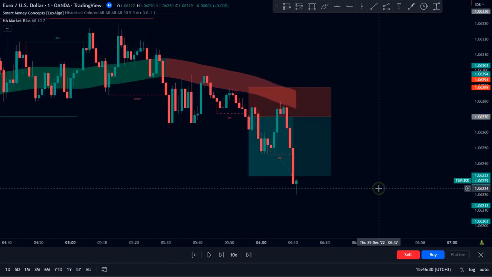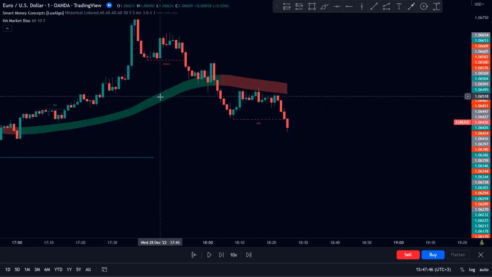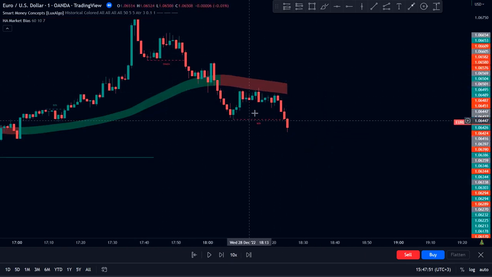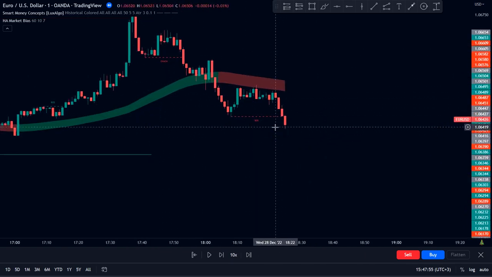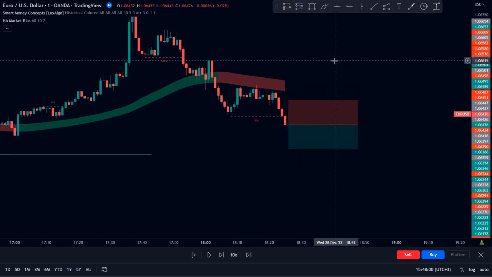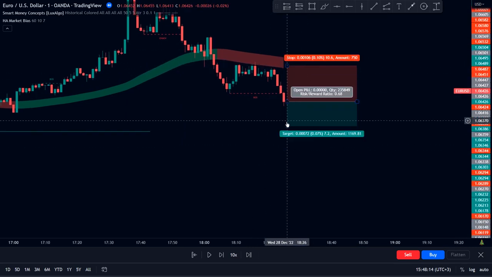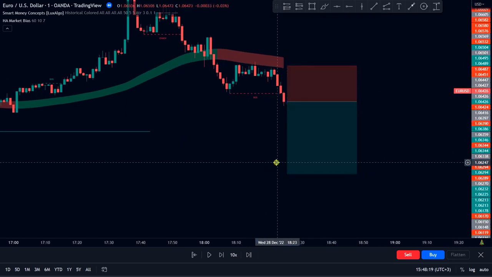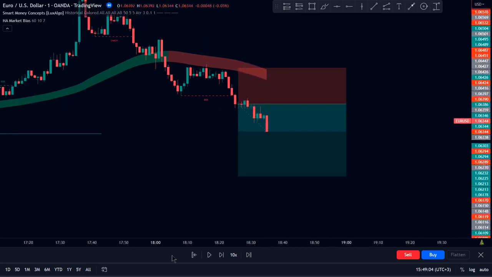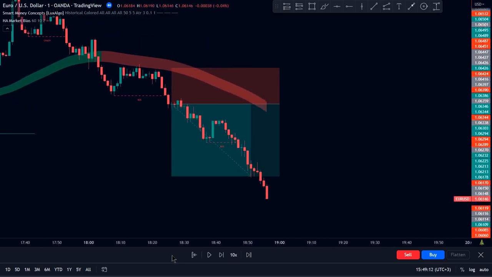Here's one more example. Chalk label in the green zone, BOS label in the red zone. We enter a short trade here. Set our stop loss above the most recent swing high, which is this one right here. And for the take profit, we're gonna set it at 2 times the risk. We let this trade run and full TP.